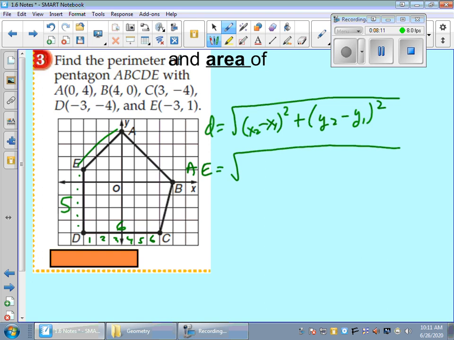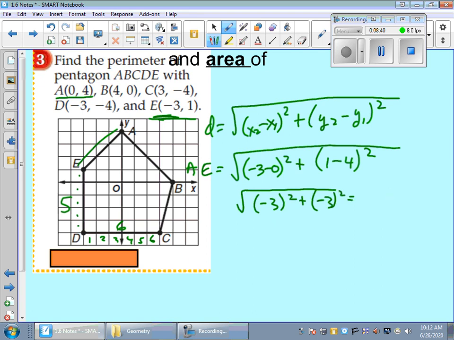So hopefully you remember how to do this from the other day, and if not, so here's E right here. Here's A up here. So what I'm going to do is I'm going to go negative 3 minus 0, that quantity squared, and then I'm going to go 1 minus 4, that quantity squared. So over here, negative 3 minus 0 is negative 3, so we're still under the square root. Negative 3 squared, plus over here, negative 3 squared. So negative 3 squared is 9. 9 plus 9 is 18, so the square root of 18. Yeah, in this case, I'd like to have a decimal, so we're going to get about 4.24.